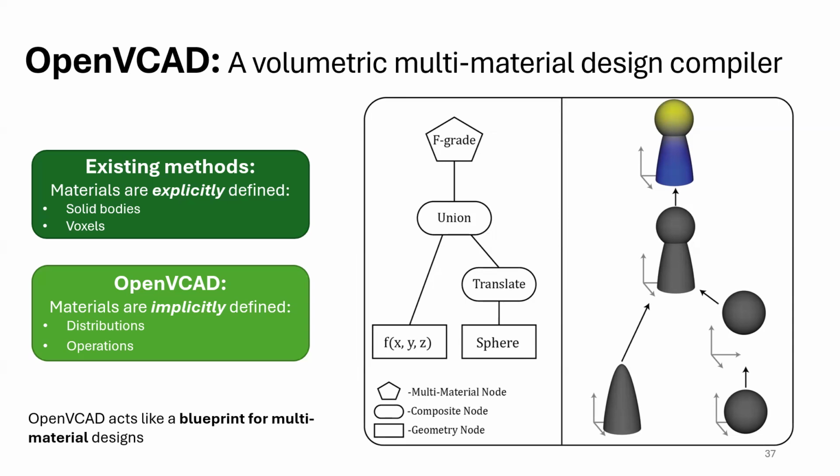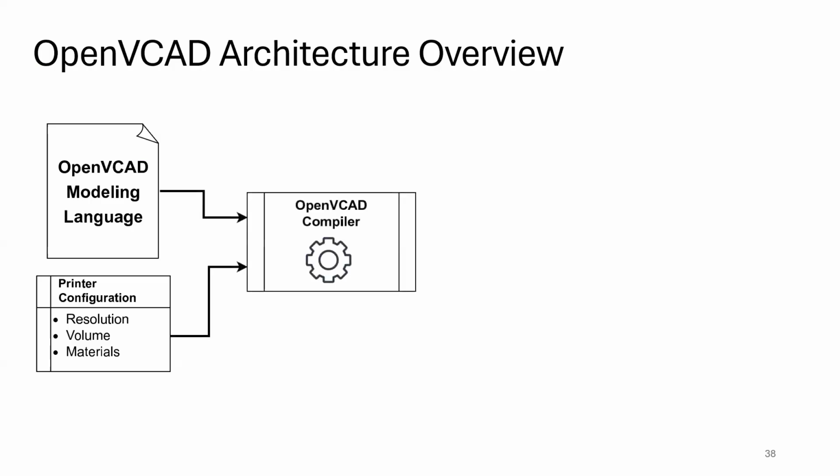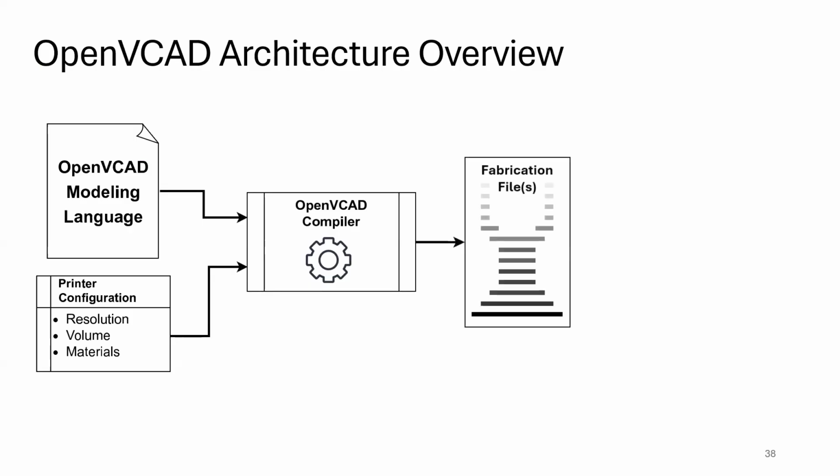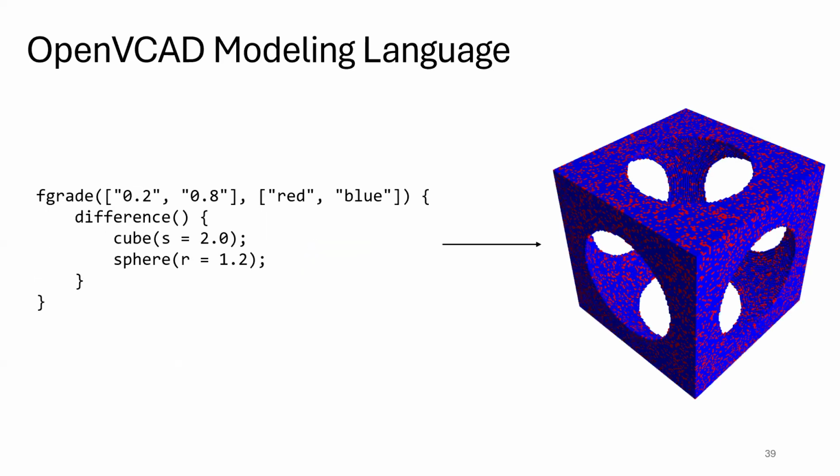In this case, this is a functional gradient that we apply to blend these two materials together across this whole object. So the architecture functions like this, where we have our OpenVCAD modeling language, some kind of printer configuration, so resolution, volume, materials. This gets passed to a compiler module that turns that into a fabrication file that we can hand to our 3D printer to construct.